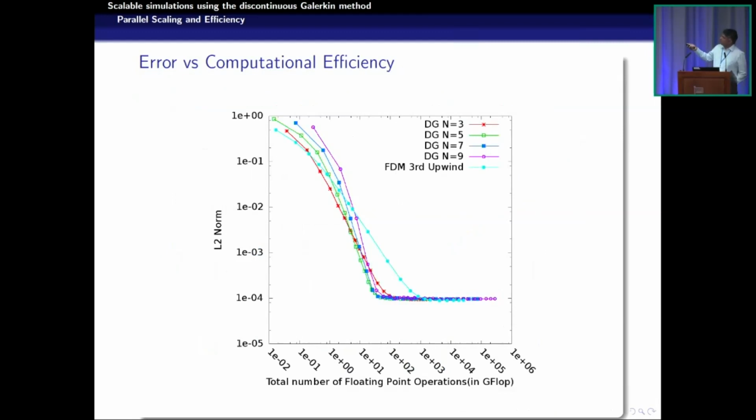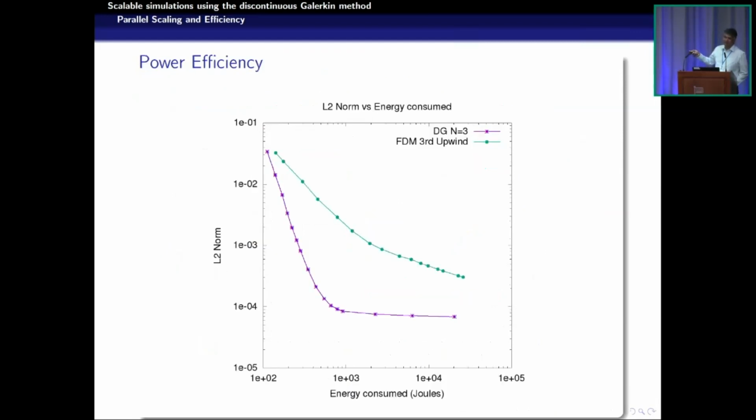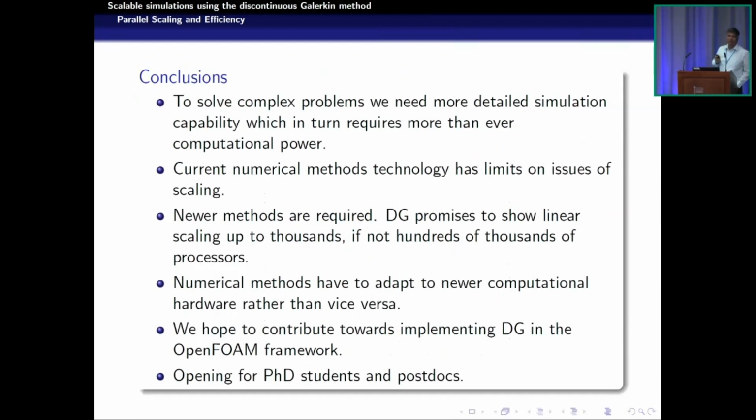The best part about DG is that you get spectral convergence. As engineers, we care about error. We could get to the error quickly with a lower number of flops and hence a low amount of energy. My goal is to implement this in OpenFOAM.